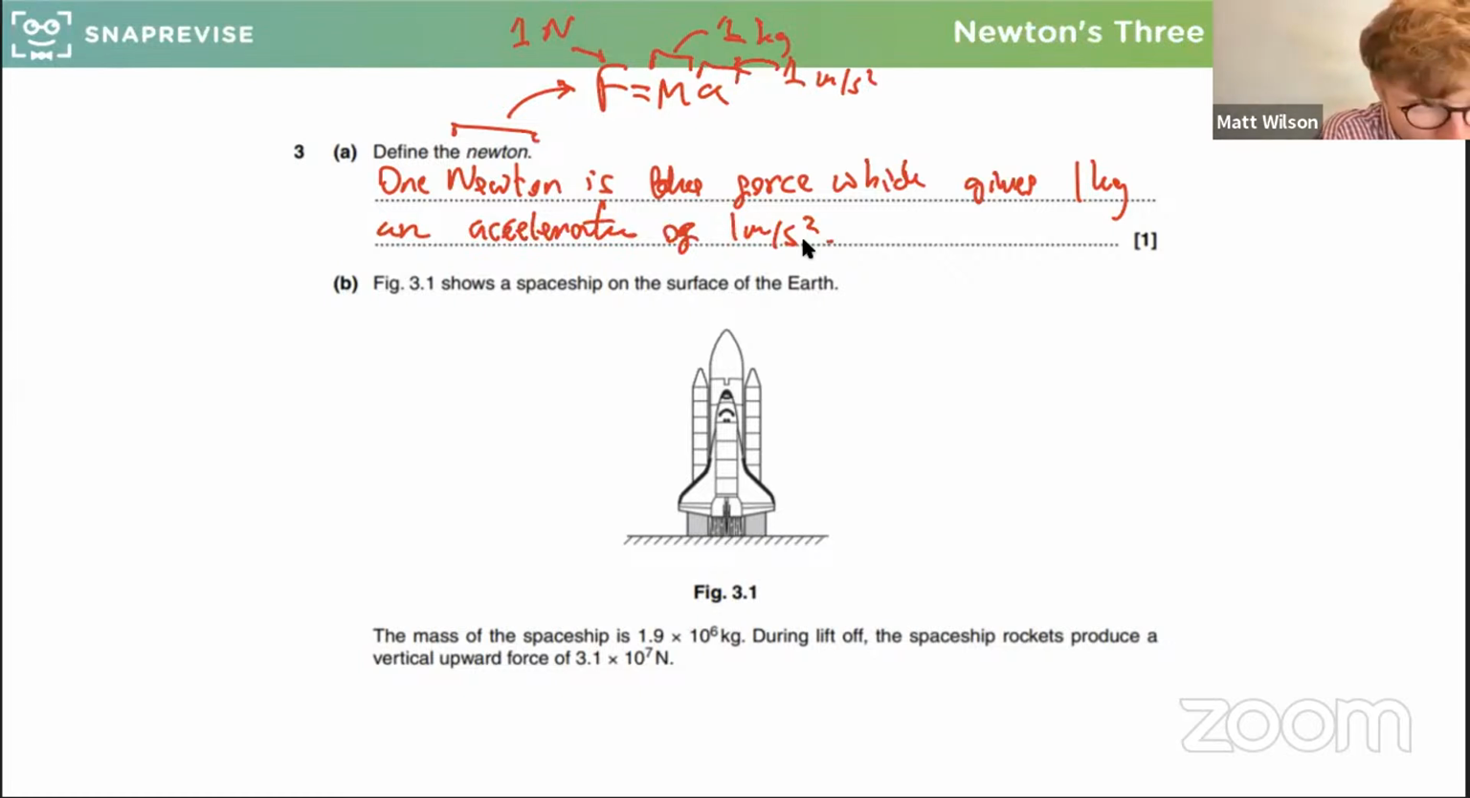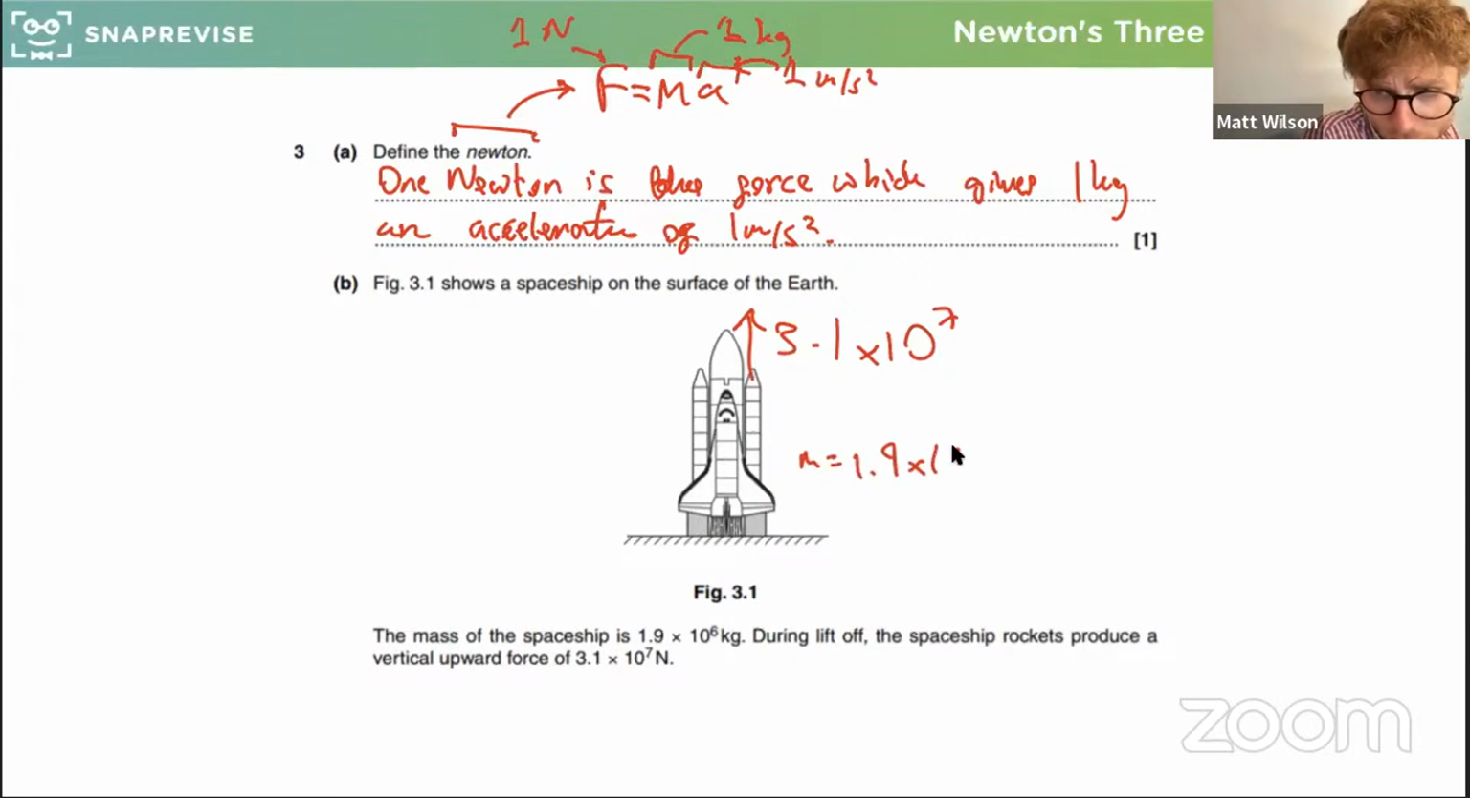Okay, part B, which is going to be more about doing calculations. Figure 3.1 shows a spaceship on the surface of the Earth. The mass of the spaceship is 1.9 times 10 to the 6 kilograms. During liftoff, the spaceship rockets produce a vertical upwards force of 3.1 times 10 to the 7 newtons. Let's draw this in the diagram. So we have the vertical upwards force, 3.1 times 10 to the 7. And they mentioned the mass of this thing is 1.9 times 10 to the 6. So that tells us this thing has a weight that's coming off the Earth, and its weight is mg, that's going to be its mass times 9.81.